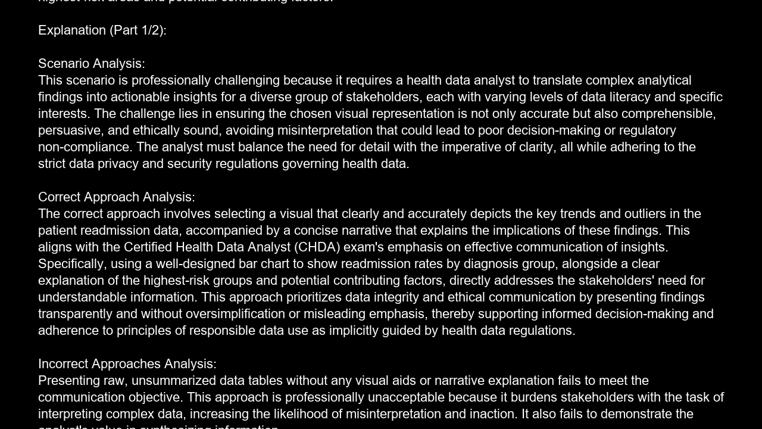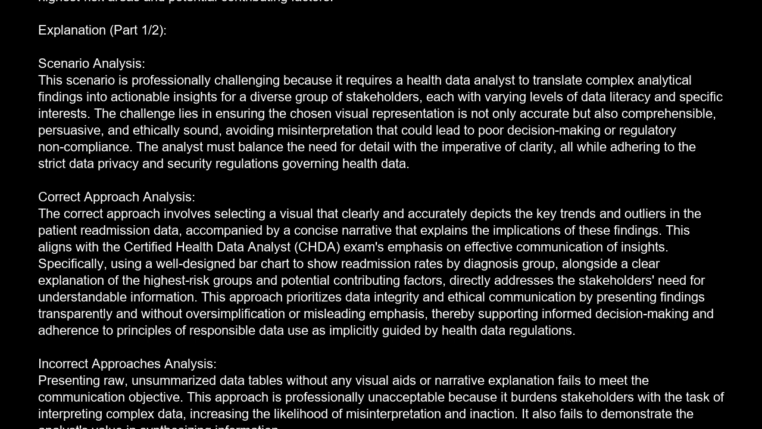This approach prioritizes data integrity and ethical communication by presenting findings transparently and without oversimplification or misleading emphasis, thereby supporting informed decision-making and adherence to principles of responsible data use as implicitly guided by health data regulation.